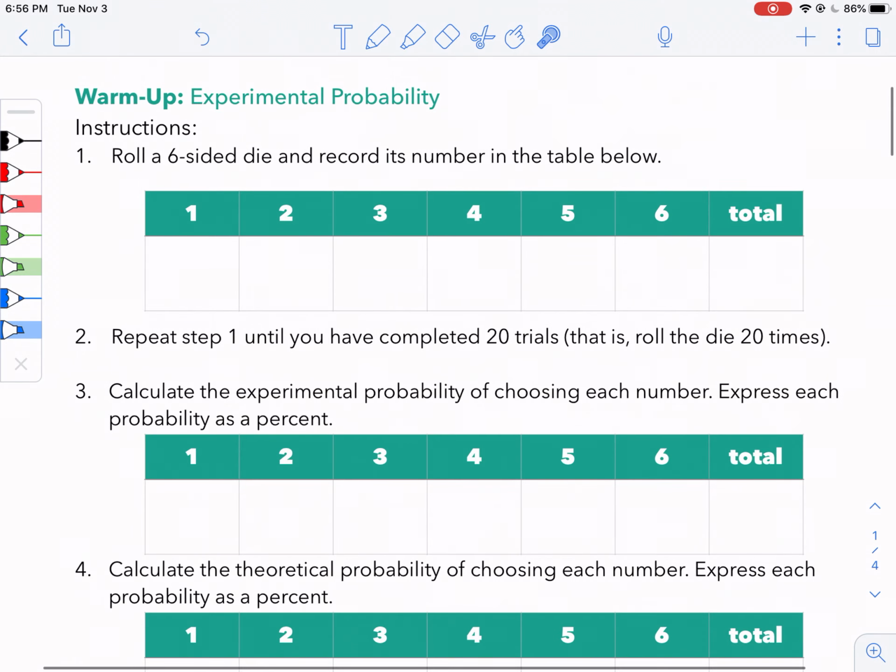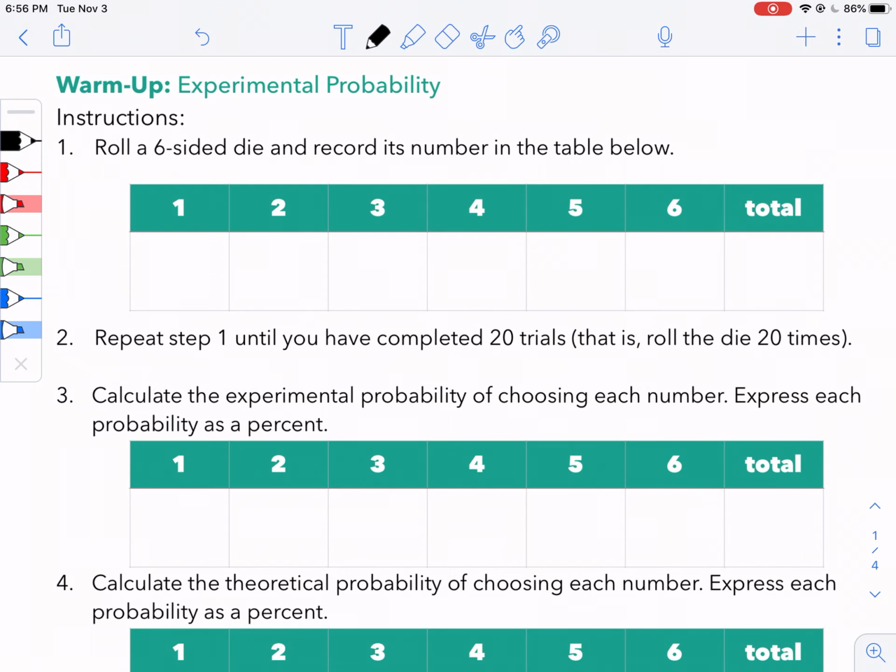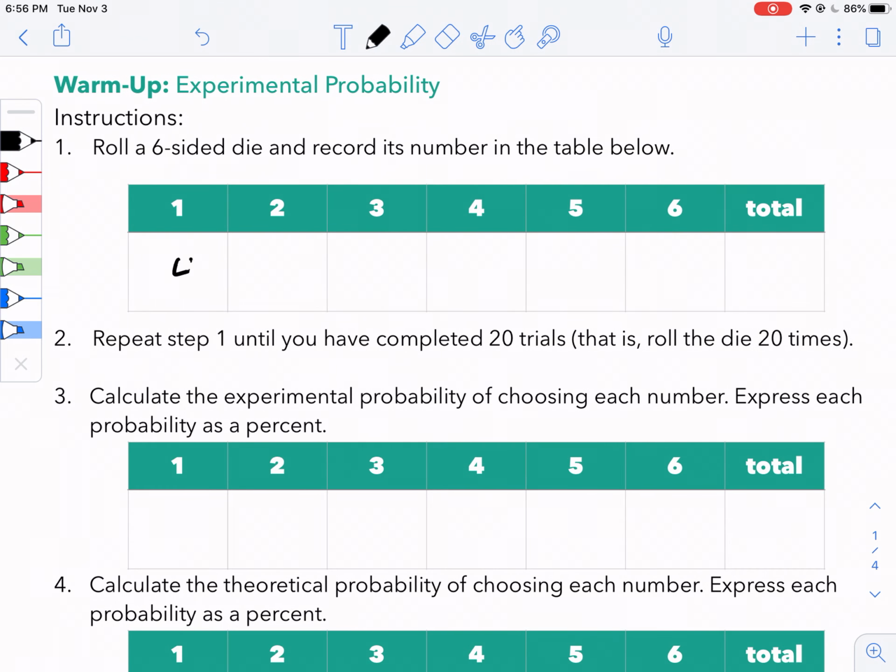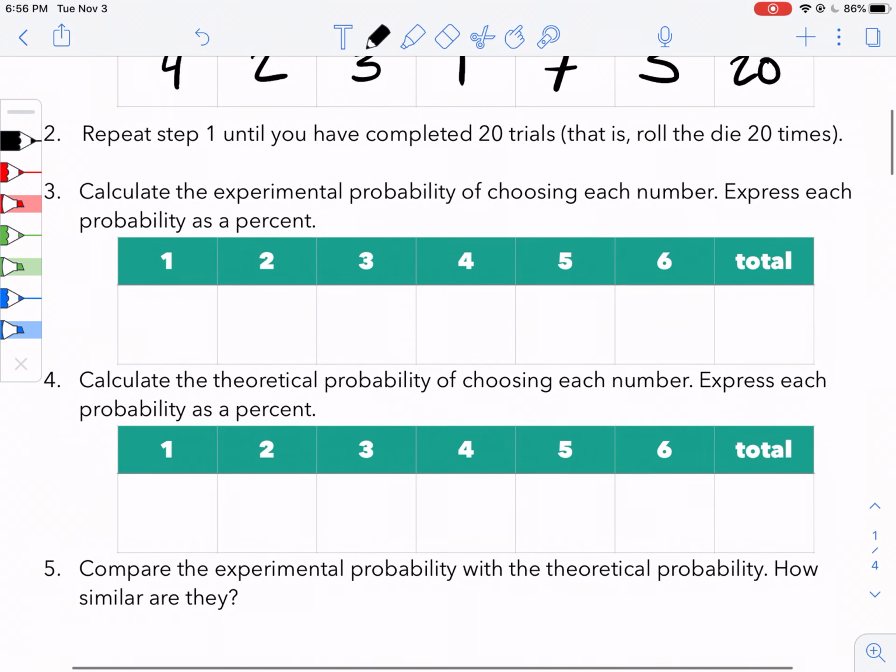Okay, you should have rolled your die 20 times. When I did this, I got 1 4 times, 2 2 times, 3 3 times, 4 1 time, 5 7 times, and I rolled a 6 3 times, for a total of 20 rolls.